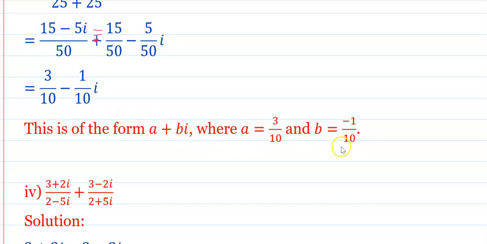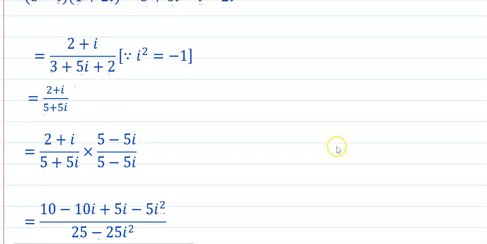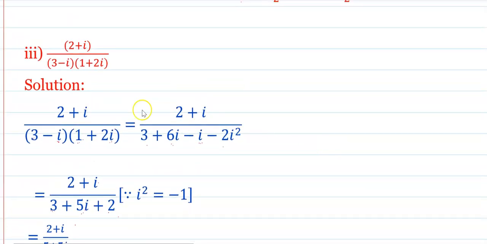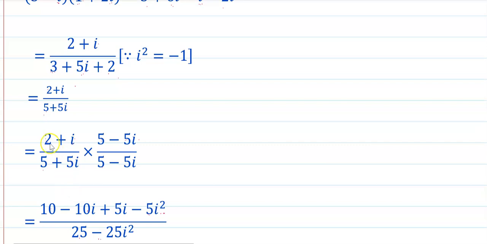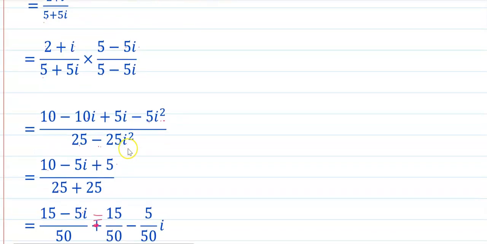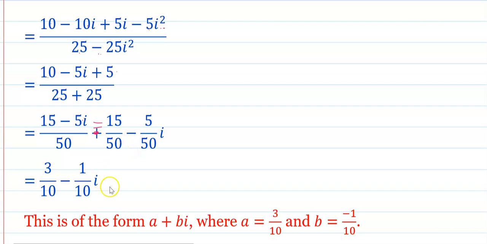Okay. Again you can see, at the beginning the multiplication of the denominator. Okay. Then multiplied the conjugate of 5 plus 5I. Take the multiplication and you are getting the form A plus BI. Okay.